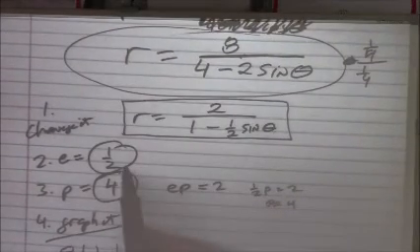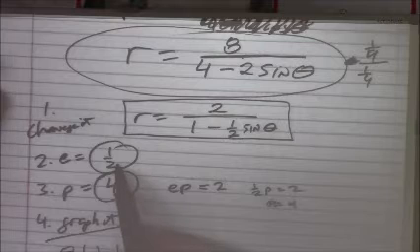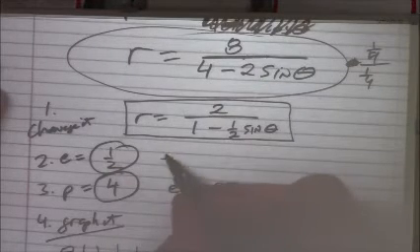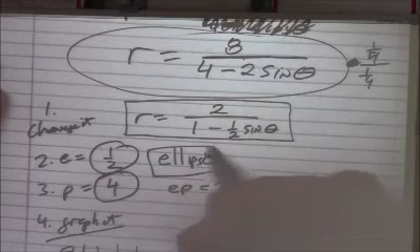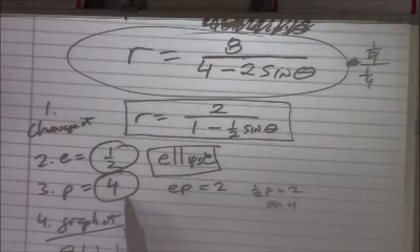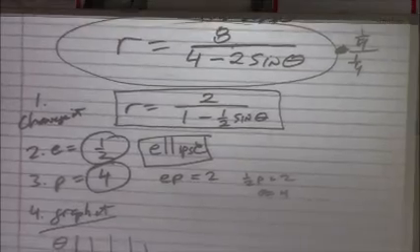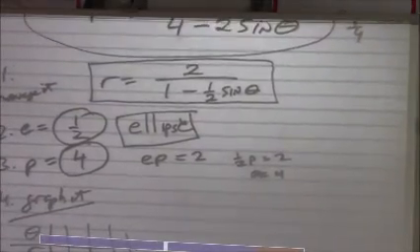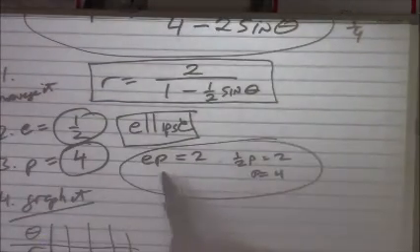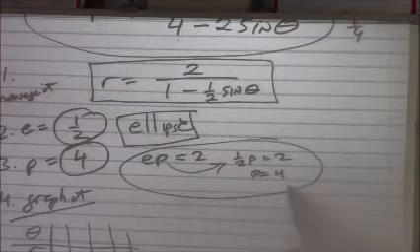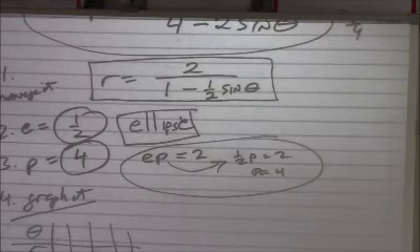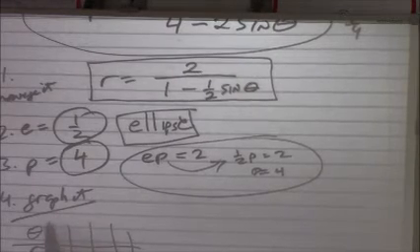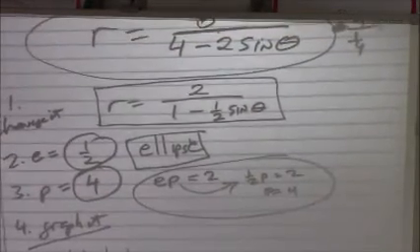And with that, you should have determined that the e is 1/2, which, by the way, does tell you, because it's less than 1, you're dealing with an ellipse. And that your p is 4. So if you weren't sure about that, this is how I determined the p is 4. And now work on a table of values so you can graph it and do that on your other paper.